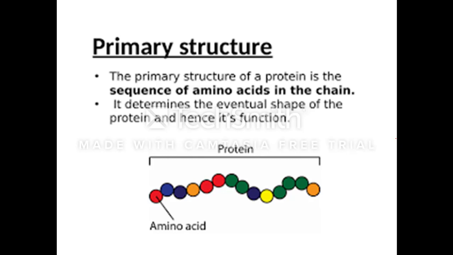Primary structure of the protein is the sequence of amino acids in the chain. It refers to the number of constituent amino acids of a polypeptide chain. These amino acids are stabilized or held together by peptide bond between the alpha carboxyl group of one amino acid and NH2 group of another amino acid. So that specialized CONH linkage links the 2 adjacent amino acids. It determines the eventual shape of the protein and hence its function. This type can have one or more peptide chains.